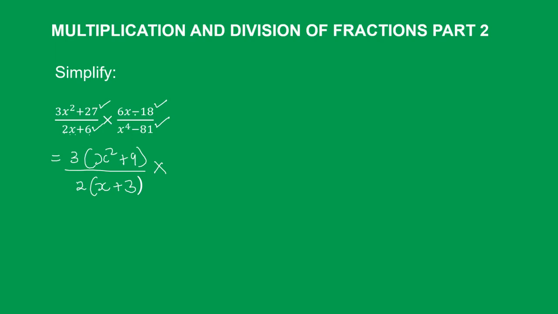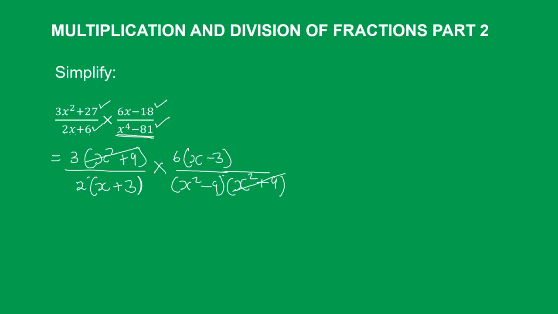Then times 6x minus 18, the highest common factor is 6. 6x divided by 6 is x. Negative 18 divided by 6 is negative 3. And then we can use difference of two squares here. So we have x squared minus 9, and then x squared plus 9. So we factorize them. Remember, we said we can cancel across multiplication. So x squared plus 9 divided by x squared plus 9, we get 1.